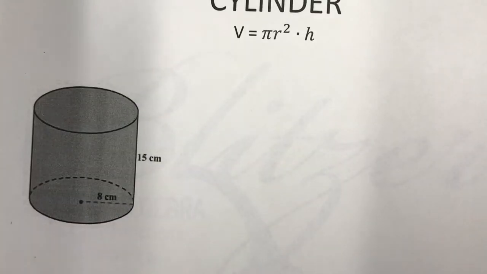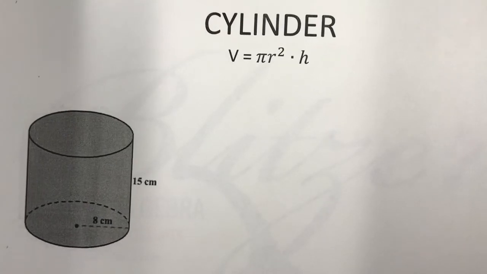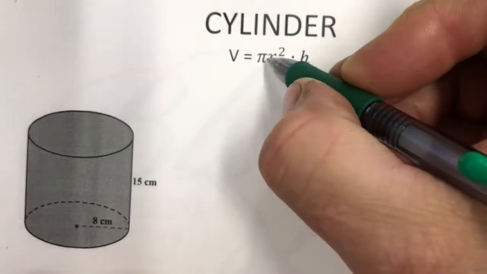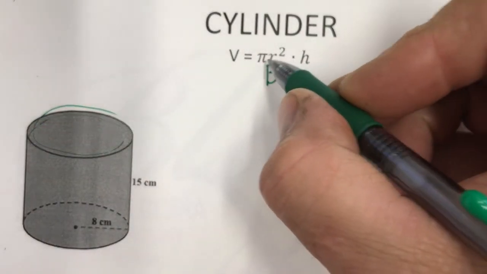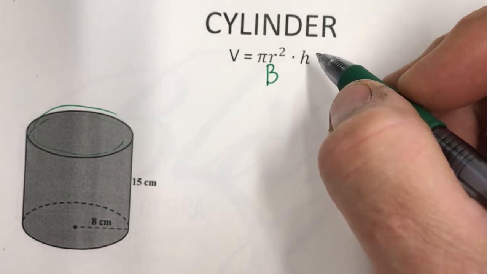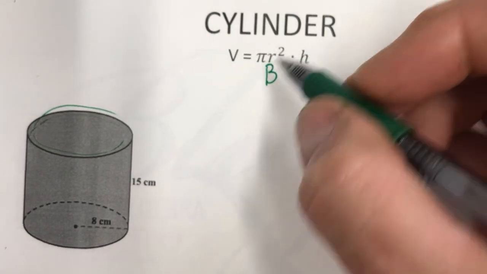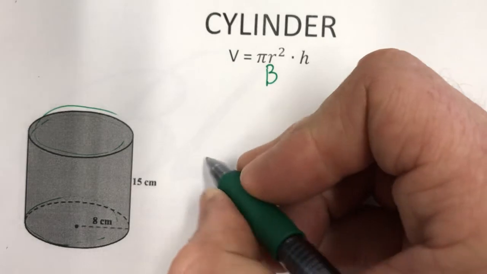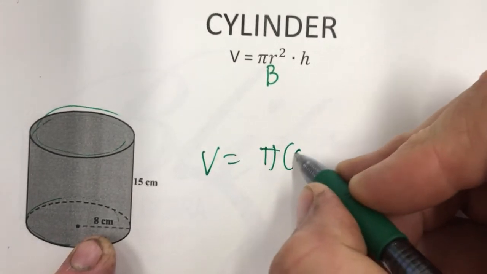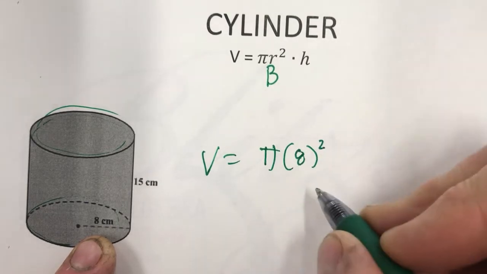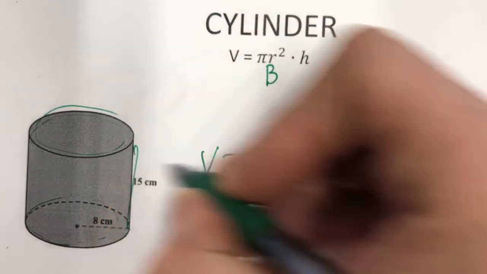Okay. Then we have cylinder. All right, on a cylinder, volume is going to be pi r squared times h, where pi r squared is the area of the base. The base is this circle. So the area of the base times the height, which is basically what it always is. So in my circle here, for my volume, I'm going to do pi times the radius, which is 8, squared, and this is the area of the base, times my height, which is 15.